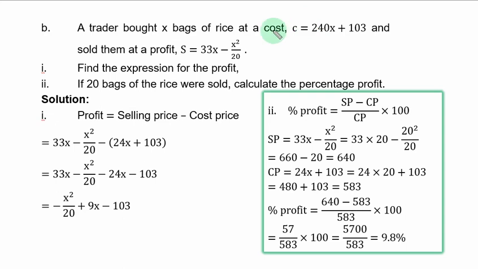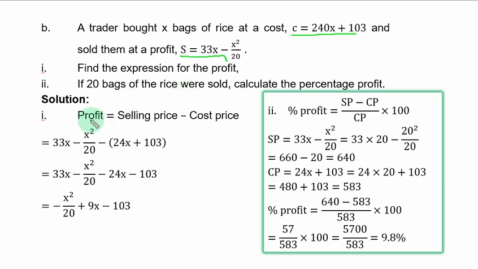Question 7b. A trader bought S bags of rice at a cost C equal to 24S plus 103 and sold them at a profit. So this is the selling price. Remember figure 1, find the expression for the profit. Remember figure 2, if 20 bags of the rice were sold, calculate the percentage profit.